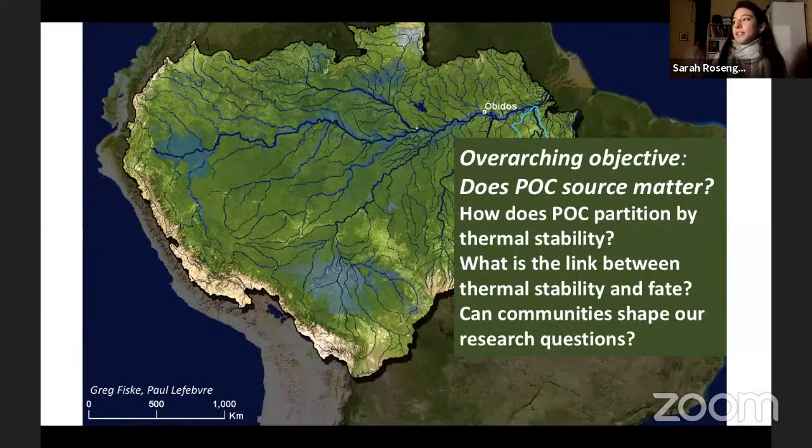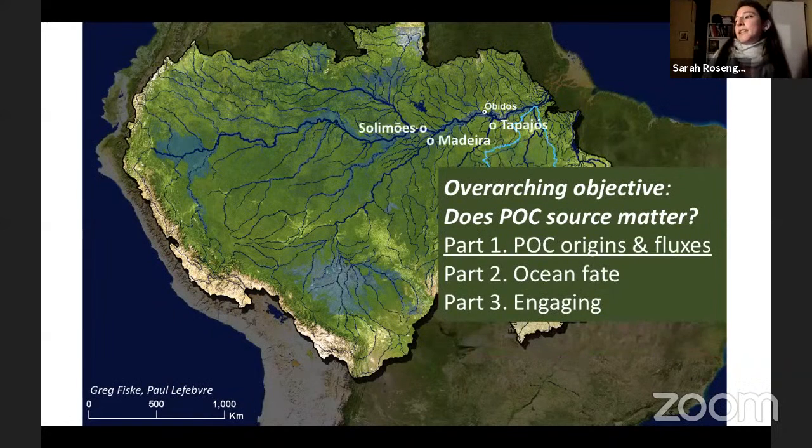So really we can break down this overarching question into a few questions. How can we partition particulate organic carbon in the Amazon by its thermal stability? What's the link between thermal stability and the fate of that organic carbon? And then, a little bit less related to thermal stability, what I'll do in the end is talk about how communities can shape such research questions also.